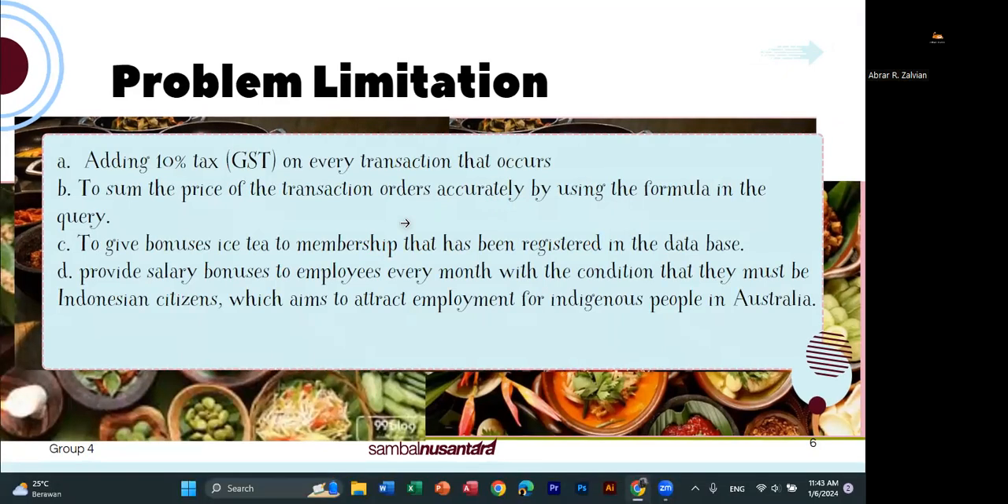Okay, thank you to Annisa Nadhiratu Afifah. And next, I, Abrar Rezki Zalvian, will explain the problem limitation.